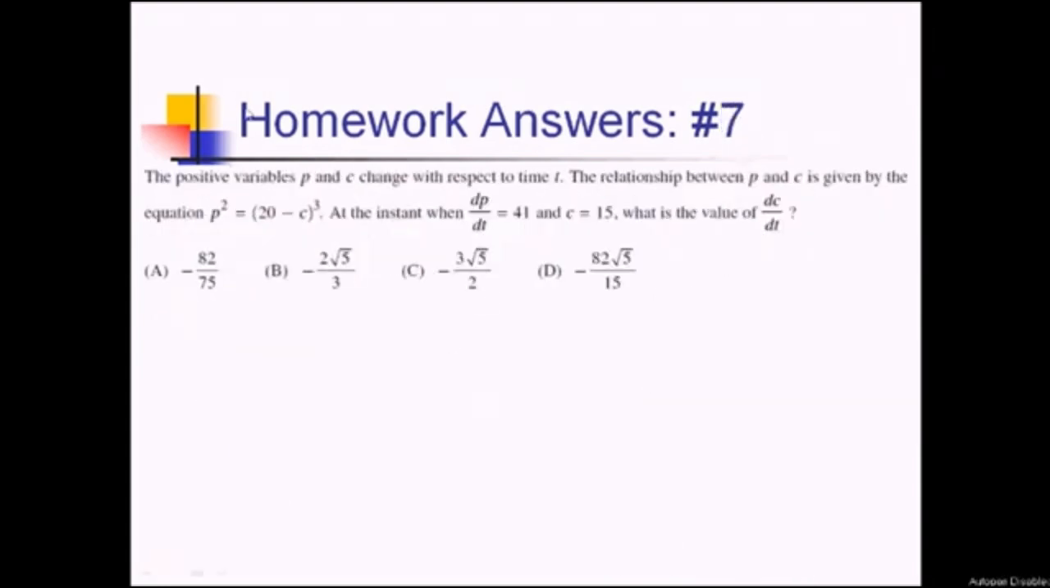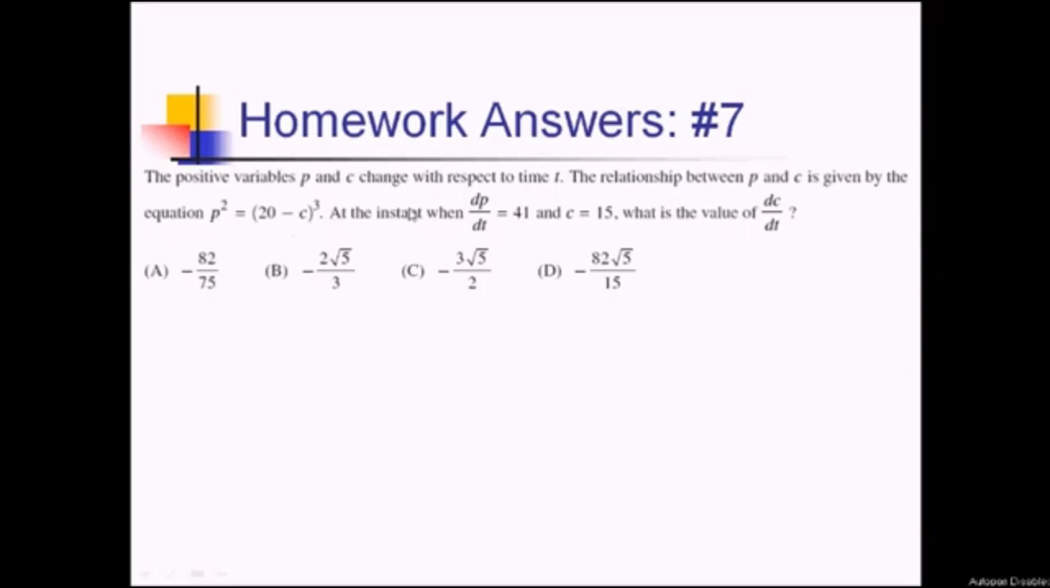On this problem, we have positive variables p and c that change with respect to time, and their relationship is given by this equation right here. At the instant when dp over dt is 41 and c is 15, they want the value of dc over dt. So in order to get all of these different quantities in one place, we've had to start with this equation here and then implicitly differentiate it with respect to time.